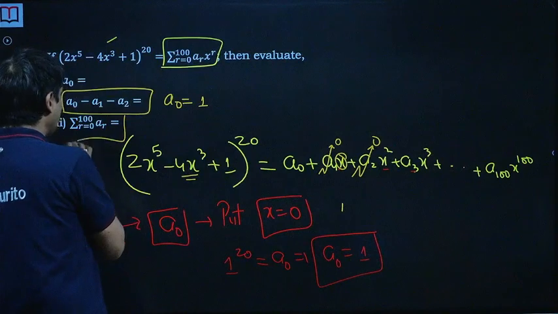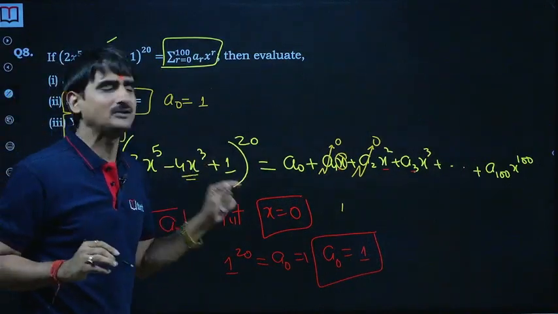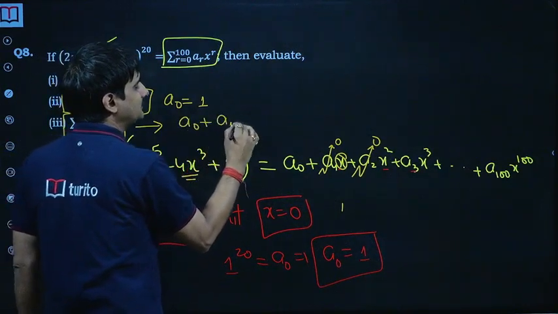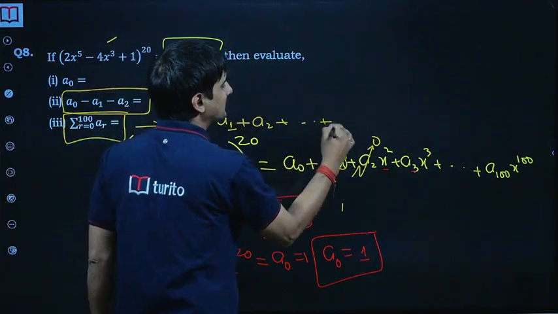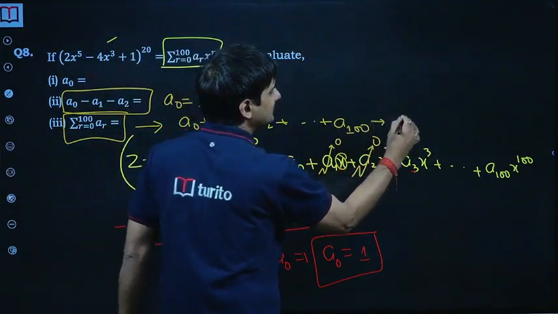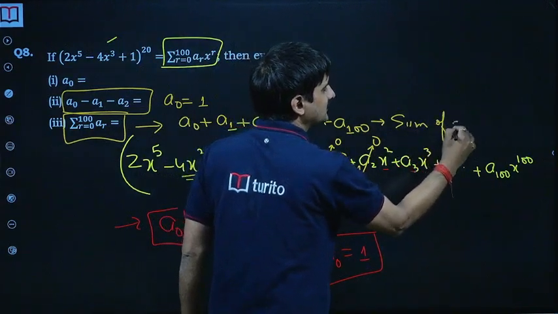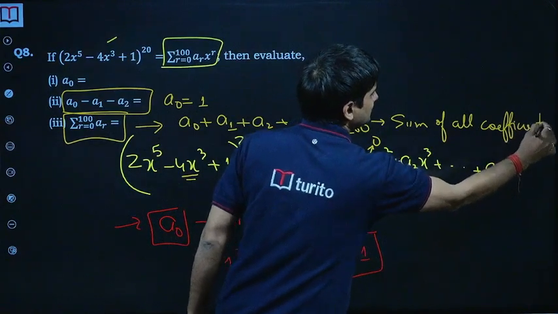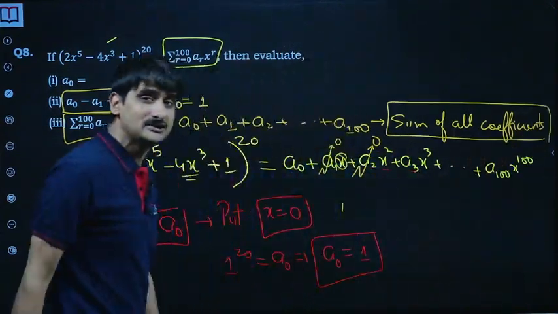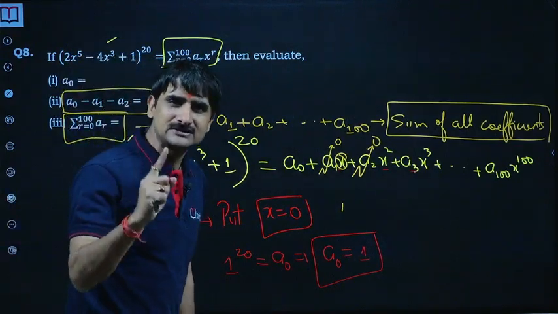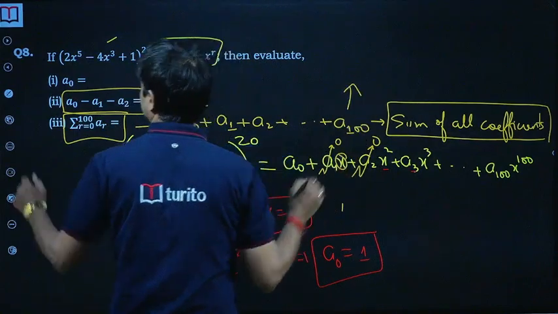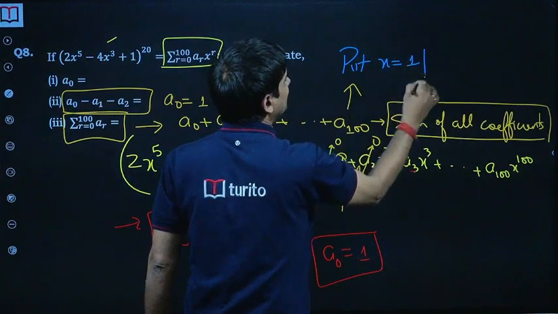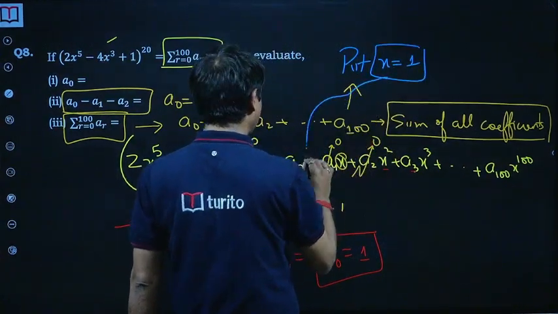Now coming to the last one here, which is the sum of all the coefficients. What is it? If you open it, it's a0 plus a1 plus a2 until a100. Actually, this is the sum of all coefficients in the expansion. So in any expansion, if you need the sum of all the coefficients, the one step solution is to put x equal to 1 here, of course, in this statement.